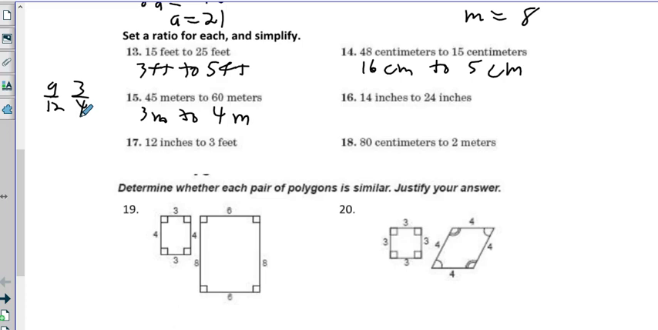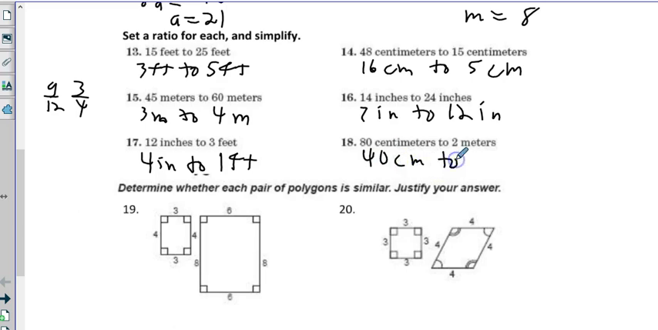Both of these are even. That's the only number that goes into them both. So 2, that's going to be 7 inches to 12 inches. 3 goes into both of these. So 12 divided by 3 is 4 inches. 2, 3 divided by 3 is 1 foot. Keep the labels the same. 80 and 2, divisible by 2. So 40 centimeters to 1 meter.